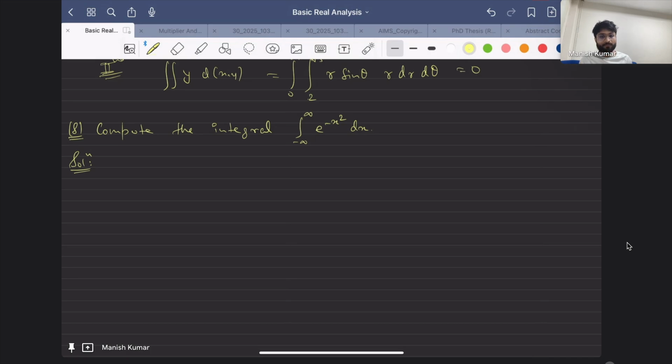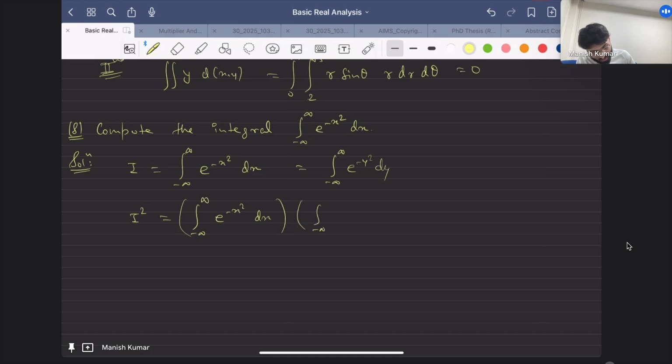We have to consider two integrals, and that's how root pi comes up. We have to take x square plus y square both. Then let's call this integral I, from minus infinity to infinity of e to the minus x square dx. Now this can be written similarly in terms of another variable, e to the minus y square dy, nothing different. So I square is the integral of e to the minus x square dx times the integral from minus infinity to infinity of e to the minus y square dy. We are just using another notation, that's all.